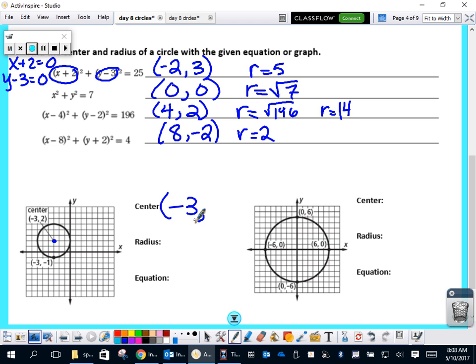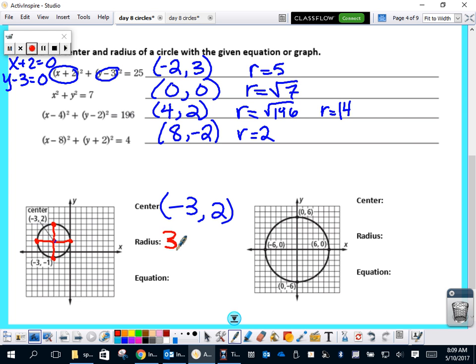Negative 3, 2. And then from the center, you count up, left, right, and down. So what's the radius? How long did it take us to get to the center? That point. 3. 1, 2, 3.